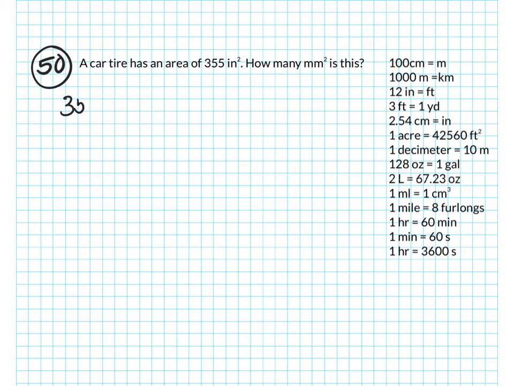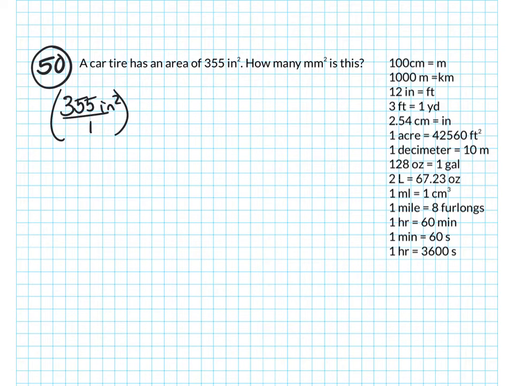So 355 inches squared, and that's just over 1. Now the next conversion is I've got to go to millimeters, so I've got to use my conversion factor between the U.S. customary system and metric. That's 1 inch equals 2.54 centimeters.